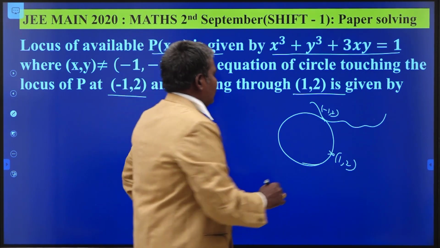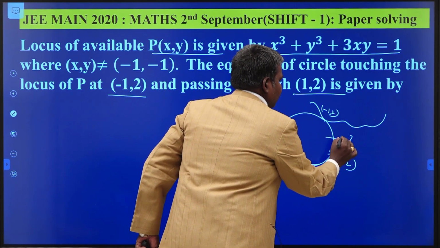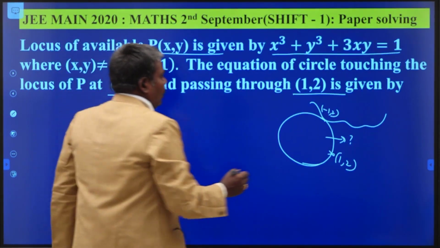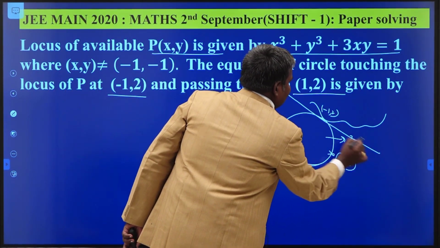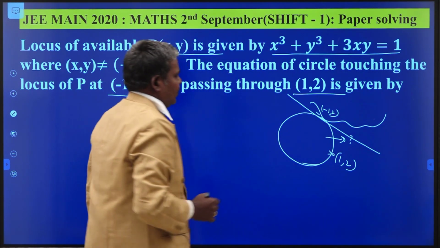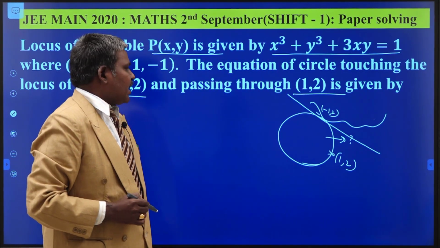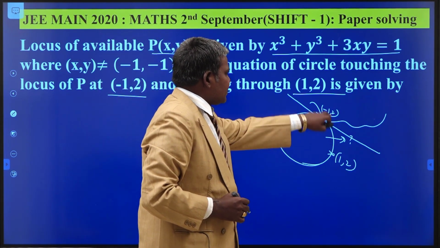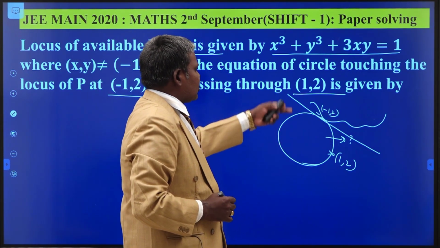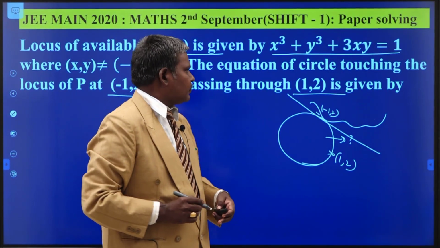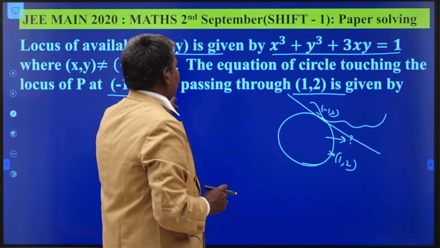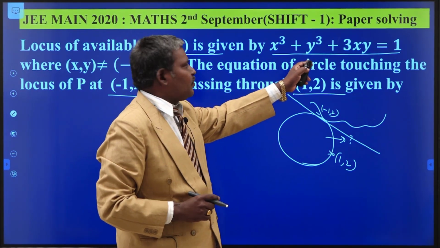Then what is the equation of the circle? This is the question. Understand? Now, can I write the tangent equation at this point or not? You can easily write the tangent equation at this point. When a line touches the curve at a common point, their slopes must be equal. So, can I find the derivative of this function at this point? Yes, you can. You have to find the derivative of that function.